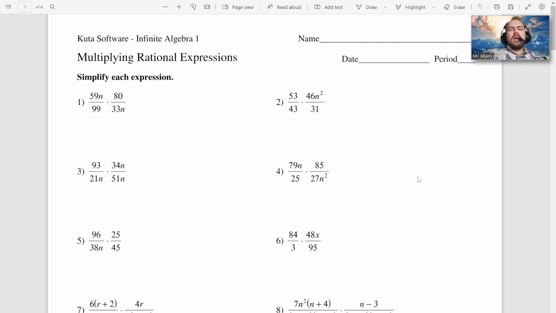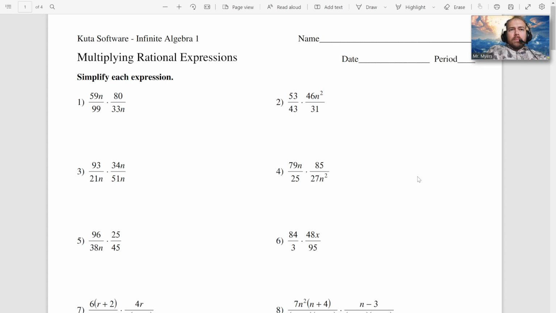This is multiplying rational expressions. Rational basically just means it's a fraction. It doesn't have to be, but it's basically a fraction, so that's the basic definition. A more exact definition would be if you take an integer, so a positive or negative whole number, and divide it by another integer other than 0. That's the more technical definition of a rational, but basically it's a fraction, and that's what all of these are. They're all fractions, right?